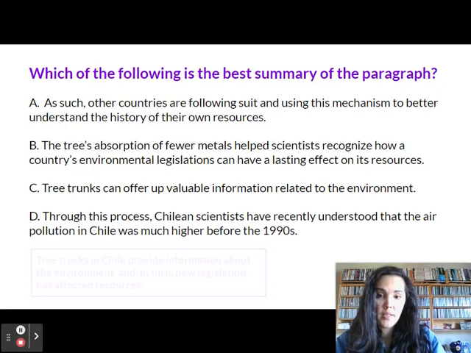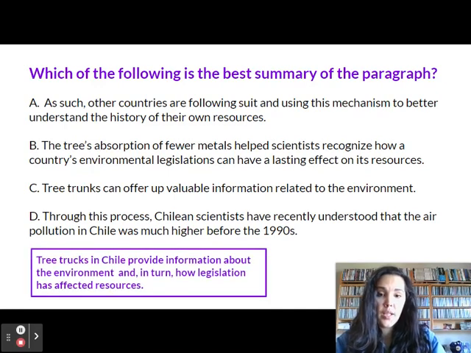Remember, my summary was: tree trunks in Chile provide information about the environment and, in turn, how legislation has affected resources. As you can see, there's one answer choice that really aligns with this summary that I created based on the topic, main idea, and key details.